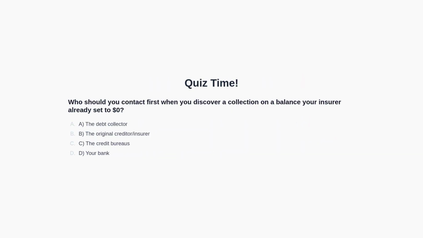Question: who should you contact first when you discover a collection on a balance already confirmed at zero by your insurer? Options: A. The debt collector. B. The original creditor or insurer. C. The credit bureaus. D. Your bank. You may pause the video now to think about the answer. We will discuss the answer in the next section of the video.